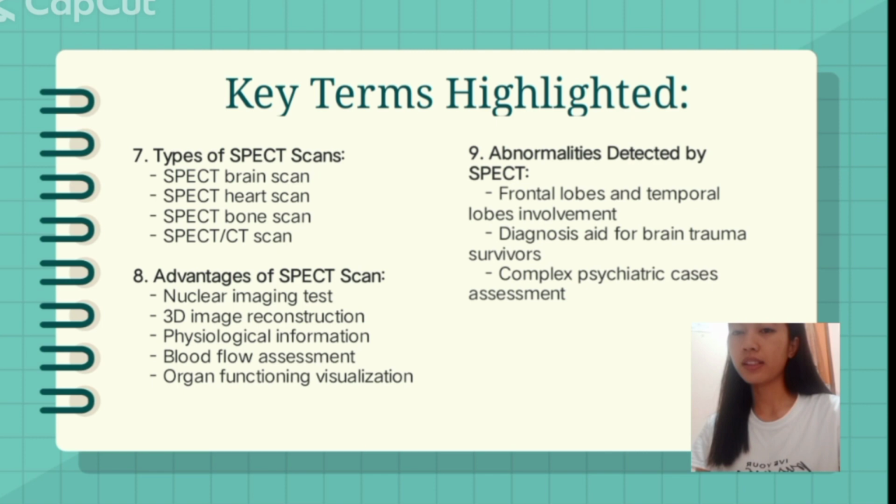Number 8, advantages of SPECT scan: nuclear imaging test, 3D image reconstruction, physiological information, blood flow assessment, organ functioning visualization. Number 9 is the abnormalities detected by SPECT: frontal lobes and temporal lobes involvement, diagnosis aid for brain trauma survivors, complex psychiatric cases assessment.